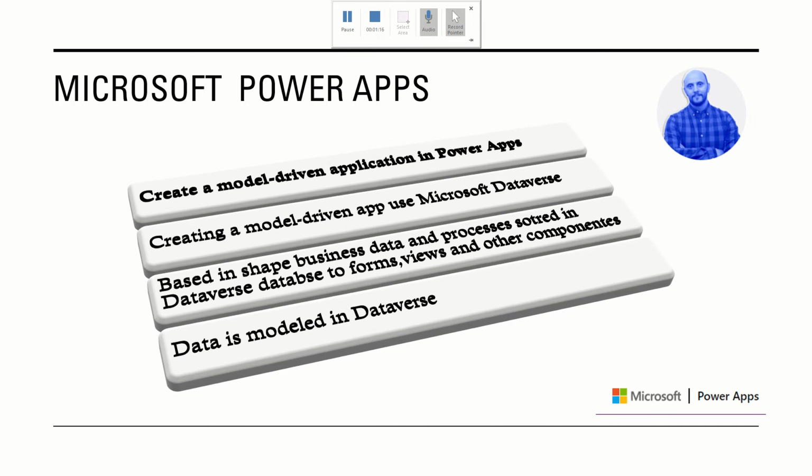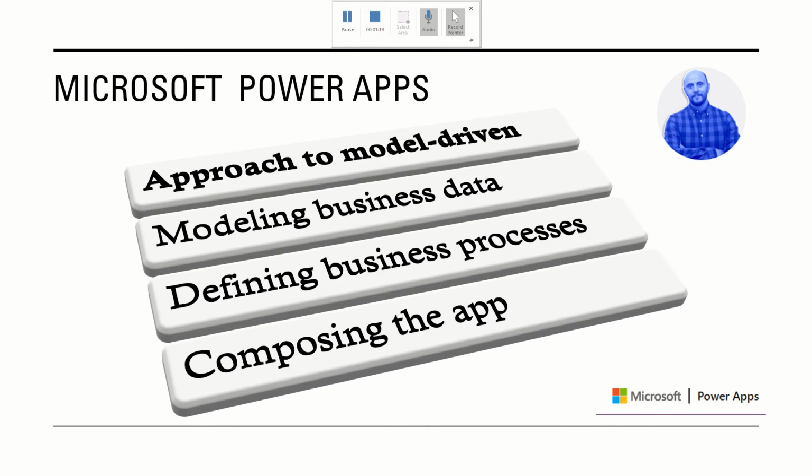Right? So let's see the approach to model-driven, the way how to do it. First, modeling business data: we must first choose the piece of information we want to model. Then defining the business process: know what kind of business process we will create and define it to use in the app. And after that, composing the app. It's the part of creating the interface, the navigation, and so on, right?